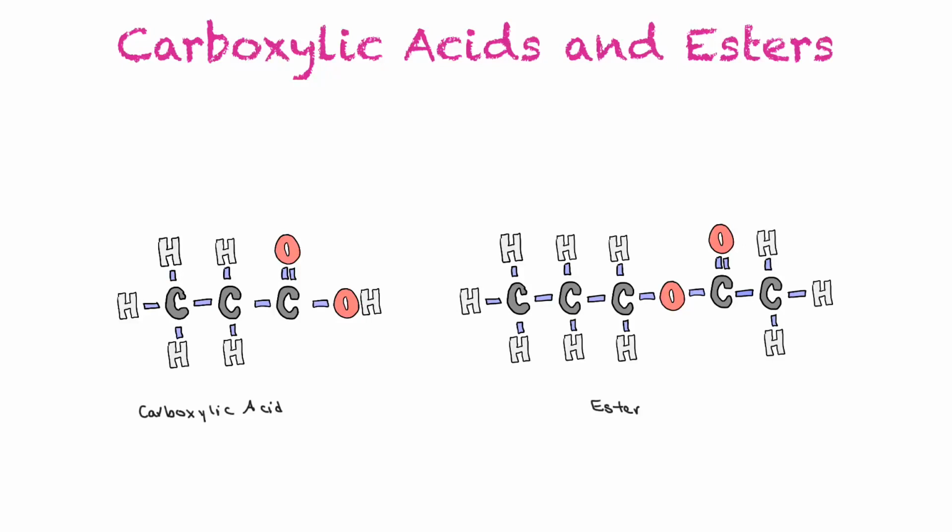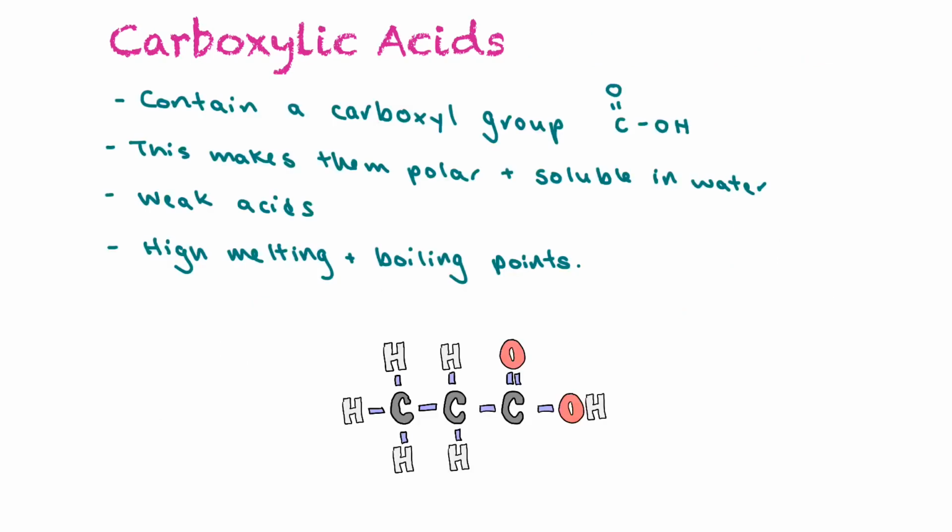In this video, we'll learn about carboxylic acids and esters. Carboxylic acids contain a carboxyl group, or C double bonded O with an OH, so a carbonyl and a hydroxyl on the same carbon, and that'll be found at the end of the molecule. And this functional group makes them polar and soluble in water. Carboxylic acids are weak acids, the name kind of gives it away, and they have high melting and boiling points.